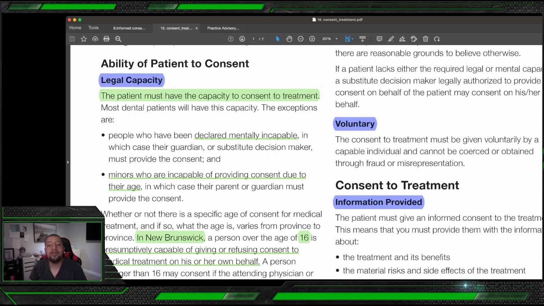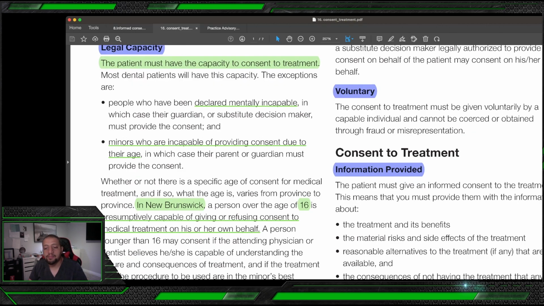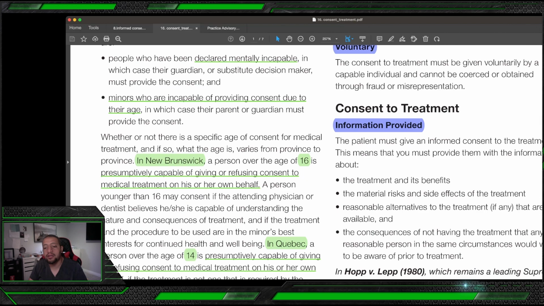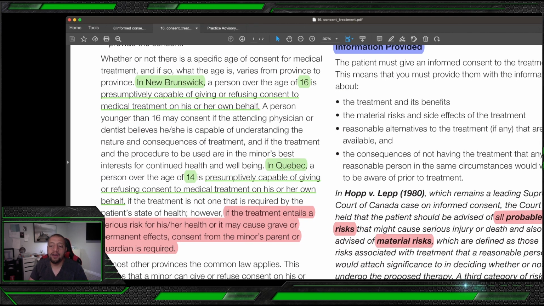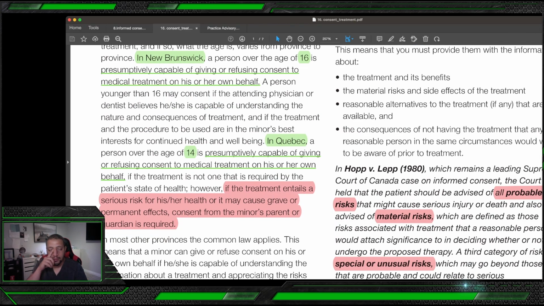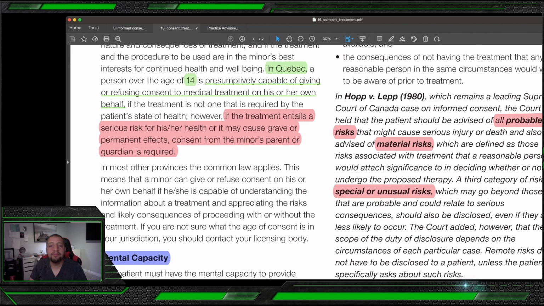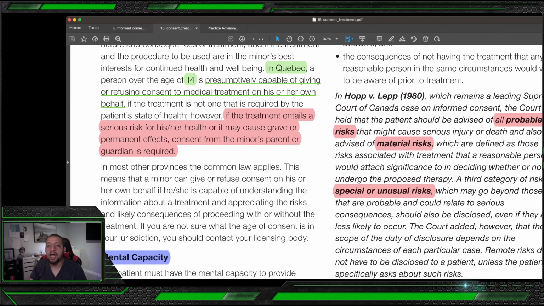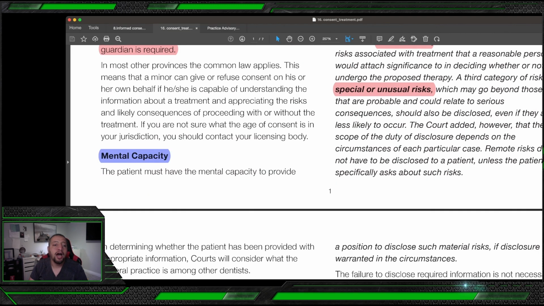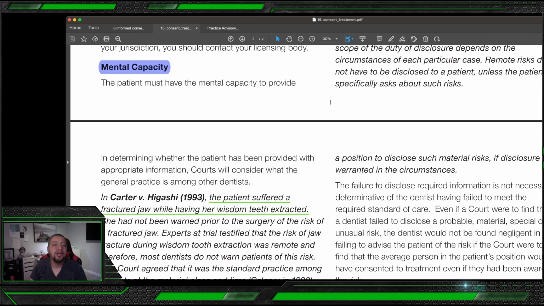Okay, and then he goes again about the information part: information provided, the treatment and its benefits, the material risks to be expected, and this stuff. And then the article goes on to give you some examples, scenarios and case reports about some cases happening in court. I don't think this is extremely important. I'm just going to cut it short for you and tell you this.